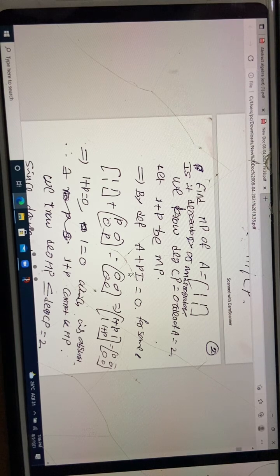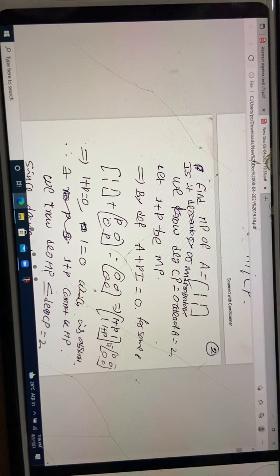You have to get p. So this is [1 1; 1 1] plus [p 0; 0 p], which is equal to the zero matrix. Let this one be minimal. Then equate; we have to get a unique p value. 1 plus p is 0 if and only if 1 is 0. So when are two matrices said to be equal? Provided each and every element is the same.